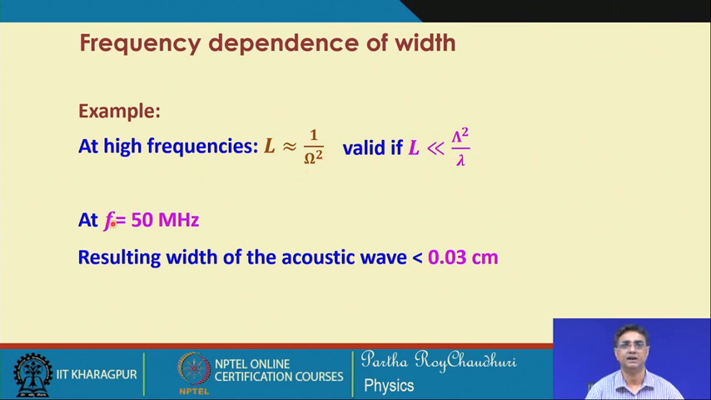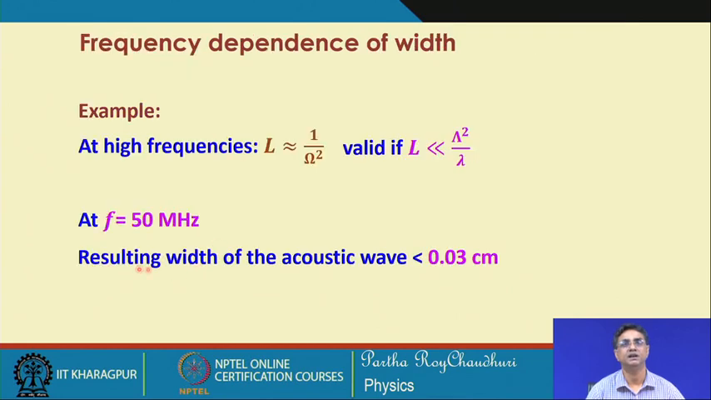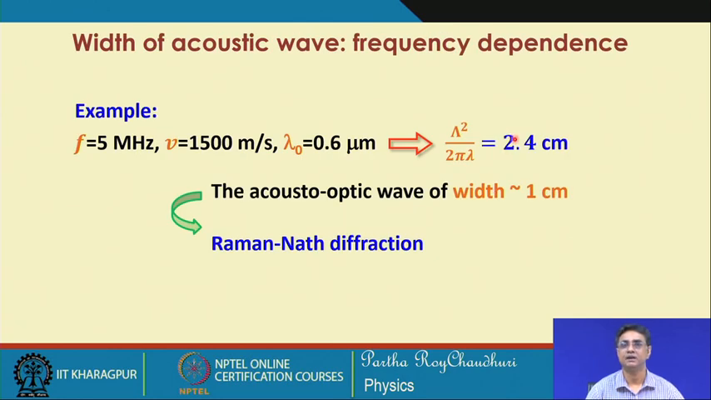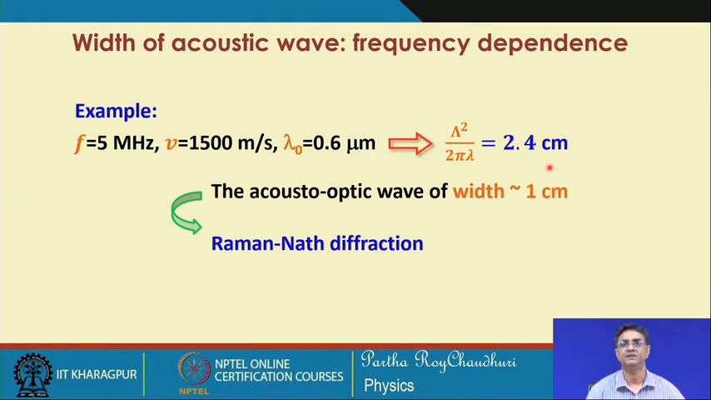Under this condition, at a frequency f equal to 50 megahertz, earlier it was 5 megahertz, if you repeat this calculation, you will see that the resulting width of the acoustic wave is 0.03 centimeter. You have drastically brought down this width, from 2.4 centimeter to 0.03 centimeter. You have a very thin acoustic wave width, much less than the width normally used for Raman-Nath diffraction, 1 centimeter.